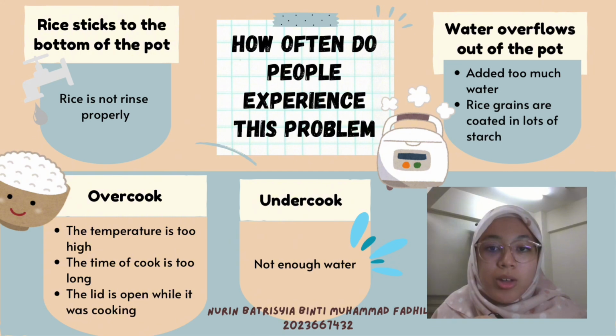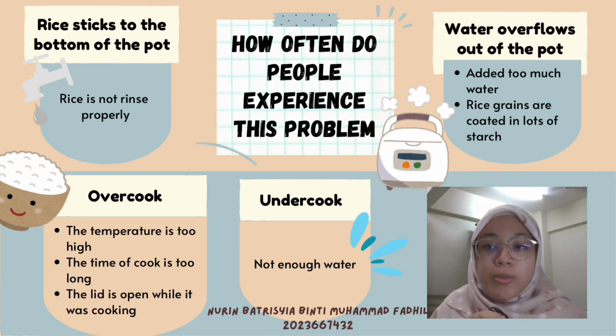This happens when the temperature is too high, the time of cook is too long, or the lid is open while it was cooking. If we open the lid while it was cooking, it will allow some steam in the pot to evaporate to the surrounding, making the rice not cook effectively. The third problem, the rice undercooks. This happens when we do not add enough water.